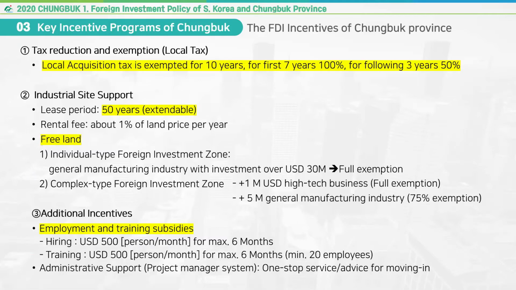Among several taxes, local tax in Chungbuk is reduced for 10 years. For the first 7 years, the reduction rate is 100%, and the next 3 years are 50%. In the case of industrial sites, the site is offered for 50 years, and the rent period can be extended. Also, some industrial complexes of Chungbuk can be provided at low prices or free of charge. Lastly, there are various employment and training subsidies as shown here.